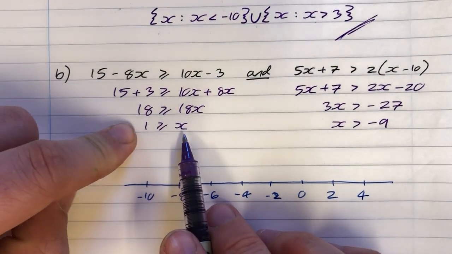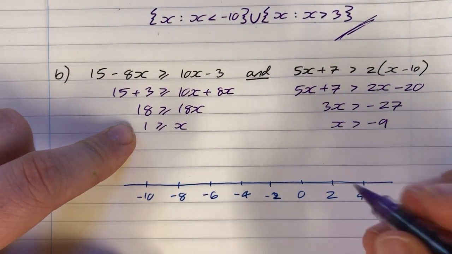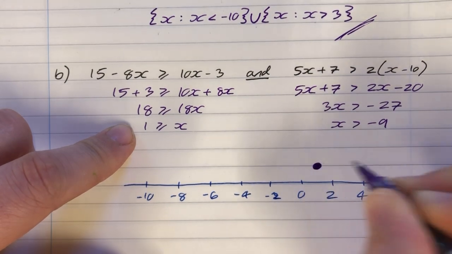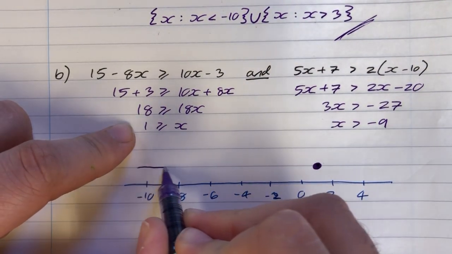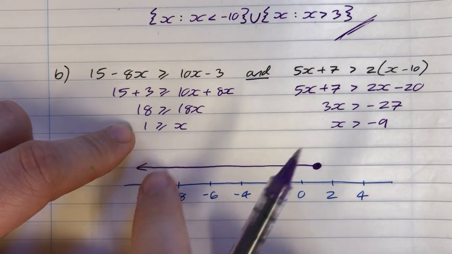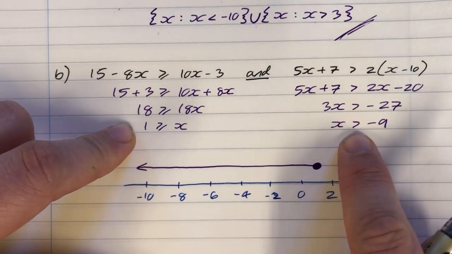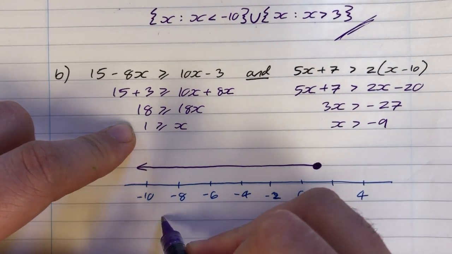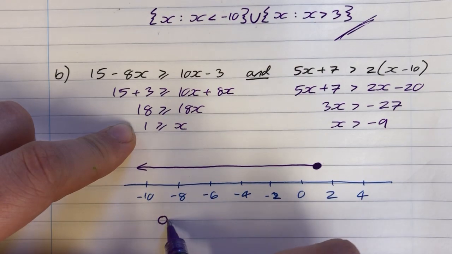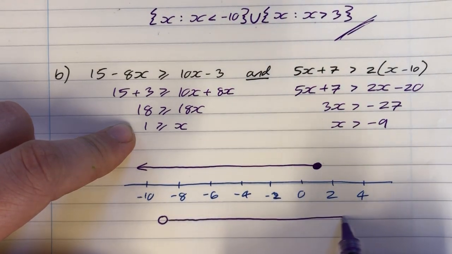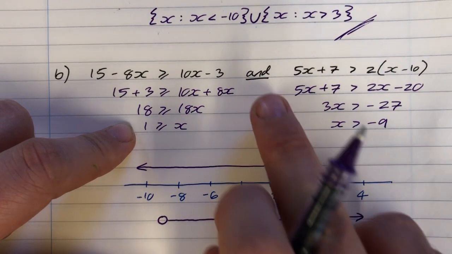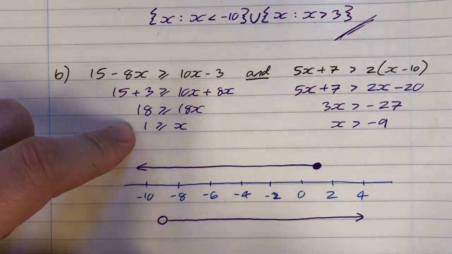The top inequality says that x is less than or equal to 1, so I'm going to include the 1, so it's going to be a solid circle, and it's going to go to the left. So that's this inequality. This one, x is strictly greater than minus 9, so it's going to be a hollow circle there. Okay, hollow because it's not including the minus 9, and that's going to be to the right. And we want them both to be true because it's the word and, so they both must be true.